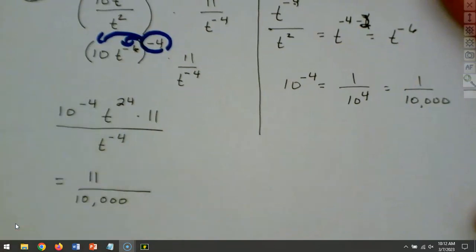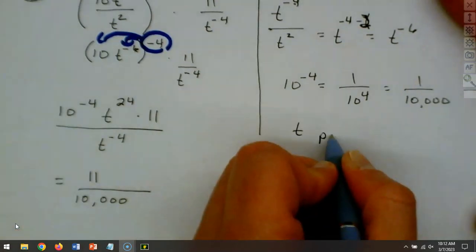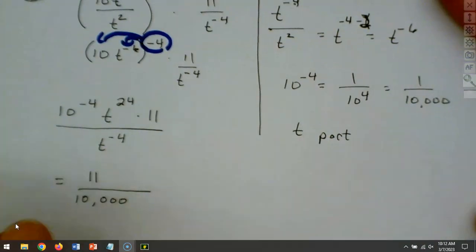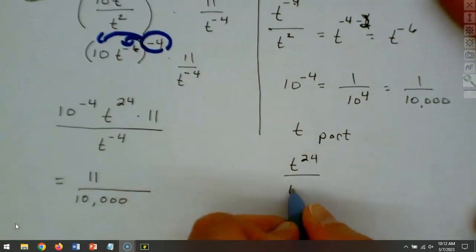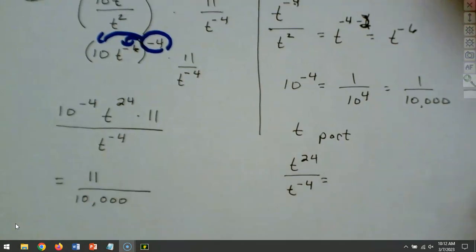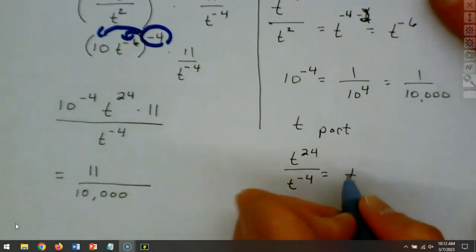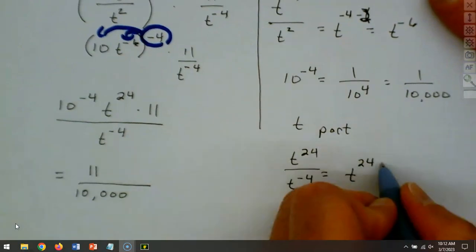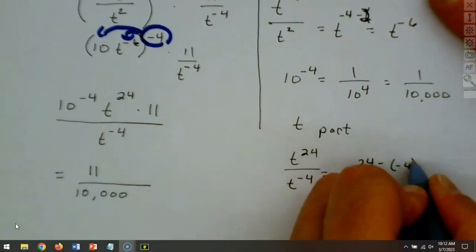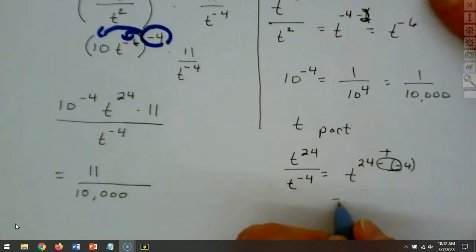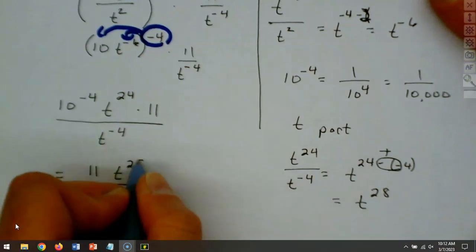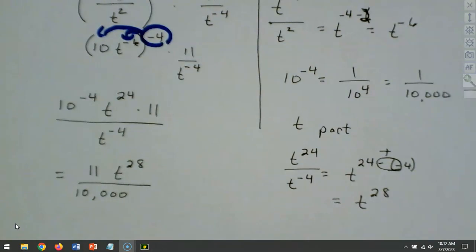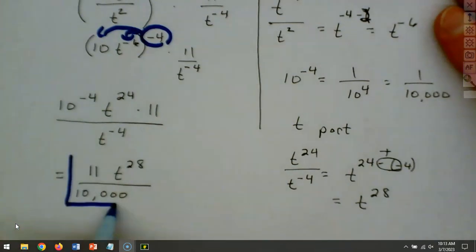What about the t part? Well, we have t to the 24th power over t to the negative 4th power, and those can go together. Now watch your signs. Minus a minus 4 makes that positive. So that's going to come out to be t to the 28th power, and that's going to be your final, finished answer. So there's very little to work with here.